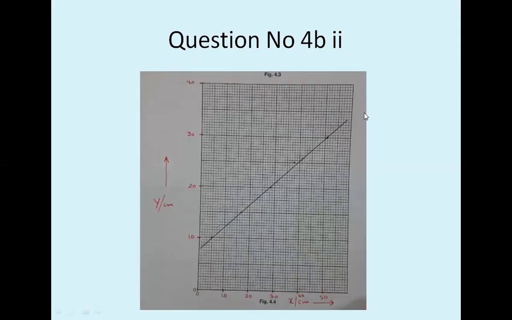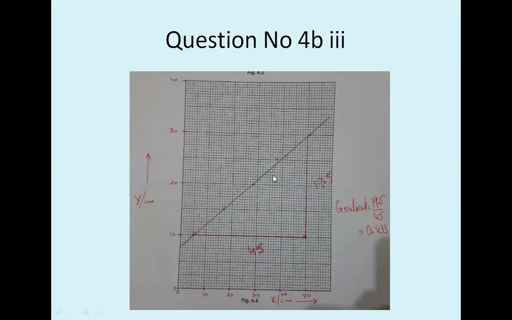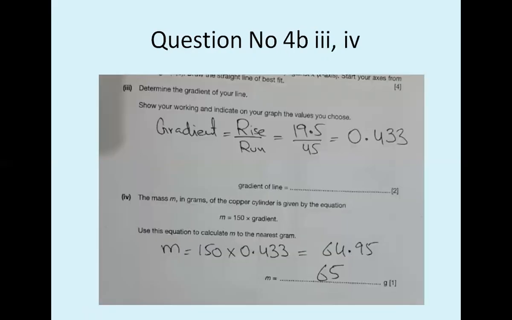Then I have to draw the line of best fit. So here I have tried to draw the line of best fit. Then they want us to find the gradient of this. So I have taken these two points and made a triangle here. This is my rise and this is my run, and you know the gradient is rise by run. So it will be 19.5 divided by 45, and it will be 0.433. So the gradient of the graph is 0.433.